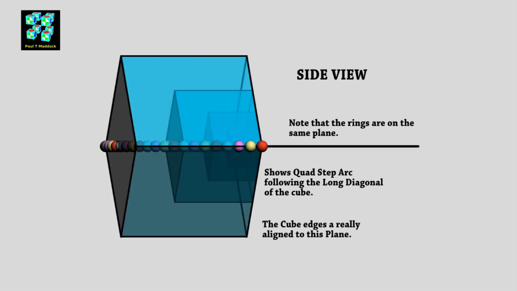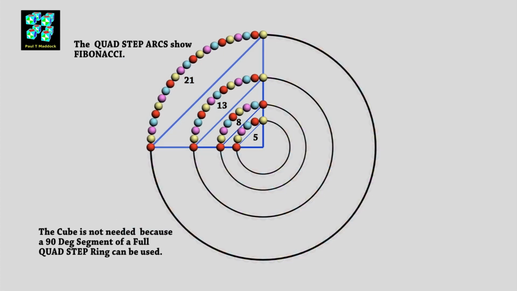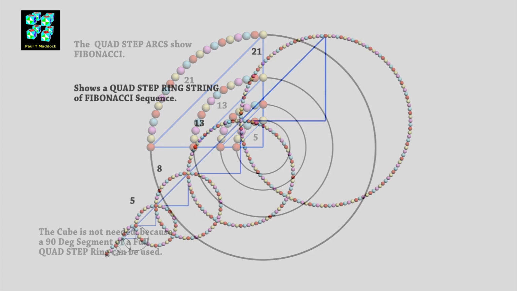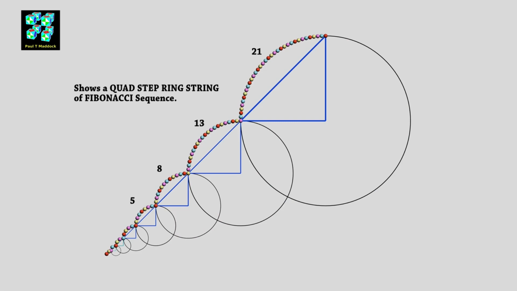Now this type of geometry is an important find, because now I don't need to work with cubes, because instead of cubes I only need to use a 90-degree section of a quad step ring. Okay, now I'm going to show you how we can put a Fibonacci string together. And in front you can see the rings going bigger and bigger in a long string. And we don't really need the full size rings, we only need the arcs. So let's get rid of the rings.